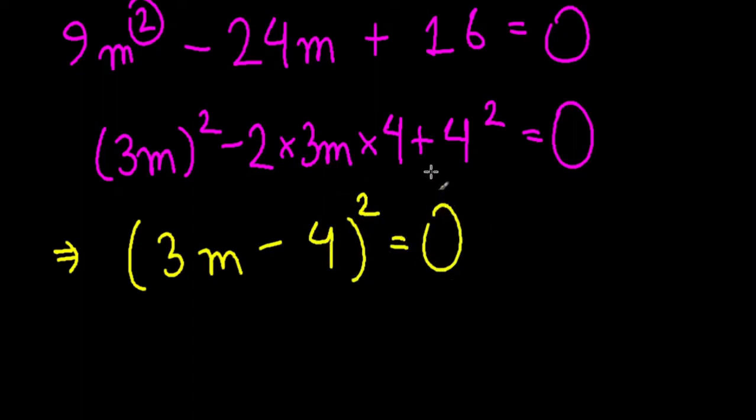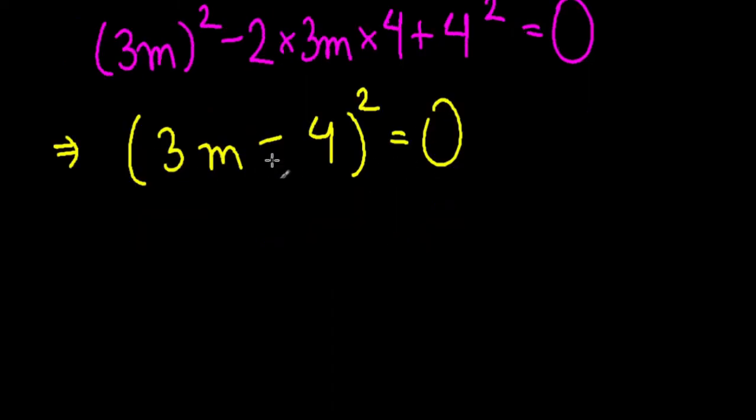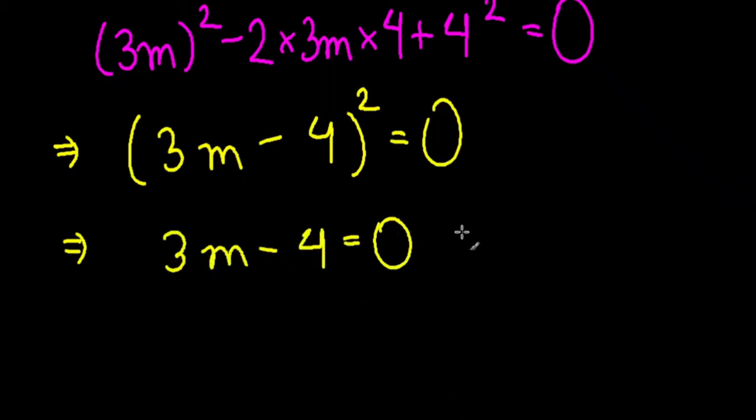Well, this squared equals 0 means the term inside has to be 0. Okay? So 3m minus 4 equals 0, or m is equal to 4 by 3. M is equal to 4 by 3. There's one thing I'd like to say.